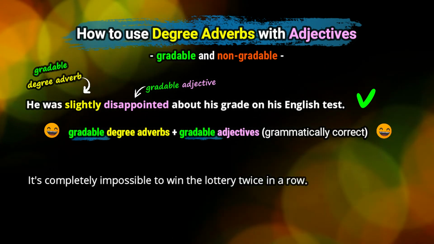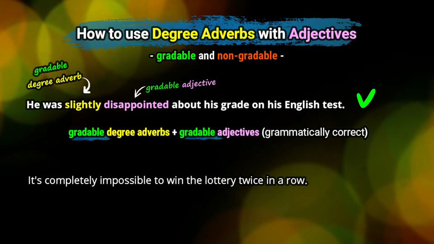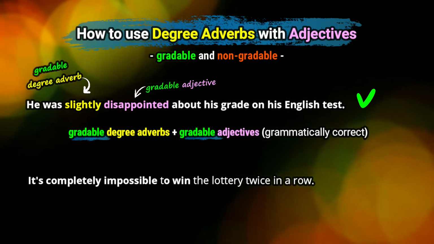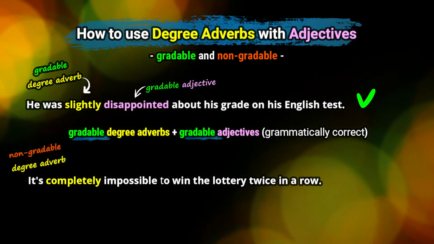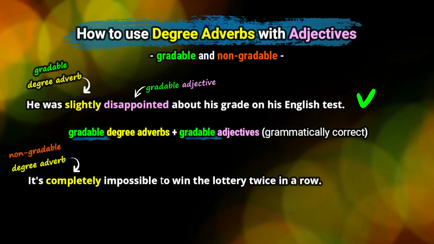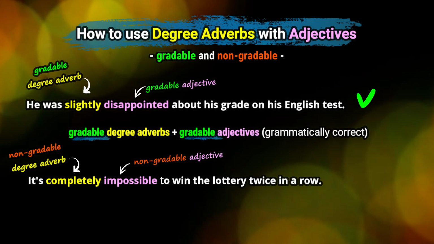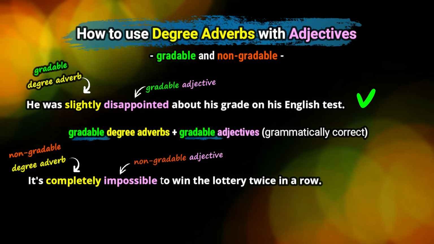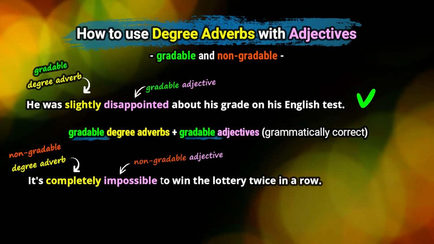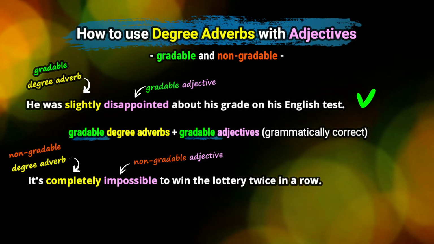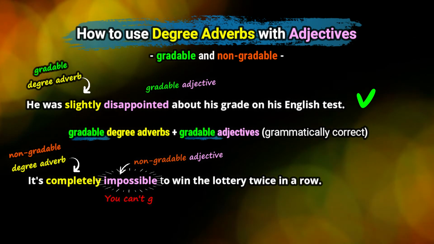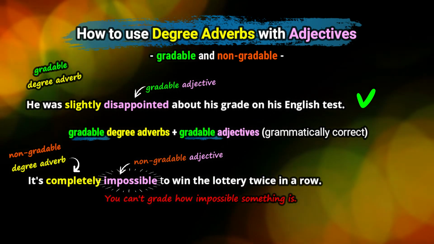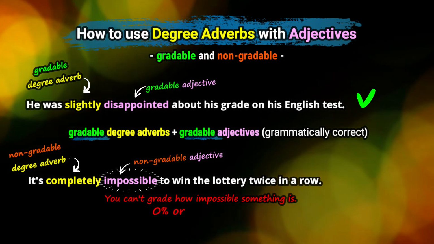Now let's look at another example. It's completely impossible to win the lottery twice in a row. Here we have a non-gradable adverb and a non-gradable adjective. Is this grammatically correct? Well, first let's look at our non-gradable adjective, which is "impossible." You can't grade how impossible something is. You can either do it or it's impossible.